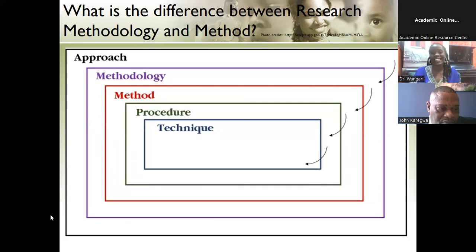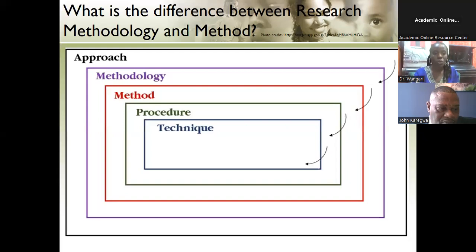So here you can see in the diagram some arrows going into the very center of these rectangles, and from the broadest approach we talk about research approach, and then methodology, and then method, and then procedure, and then technique. So if I ask you which research method do you know, and then maybe you will tell me a research methodology, then I'll begin to distinguish that the two sometimes can be used synonymously, but they are different. So let's distinguish the two.